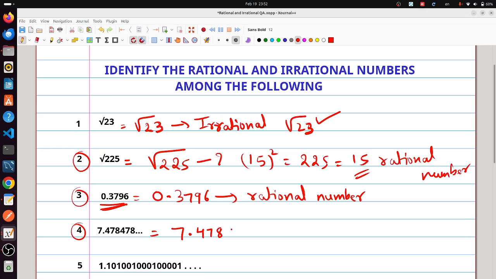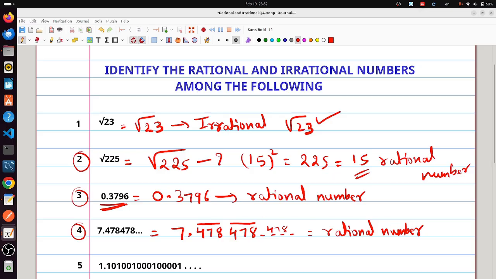Let us look into the fourth example, 7.478, 478, dot. This is non-terminated, but we also need to look into whether it is repeating or not. See here, 478 is repeating, 478 is repeating, and further it will repeat 478. So this is a rational number because it is repeating.